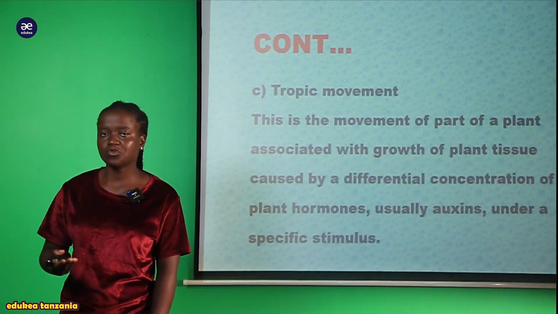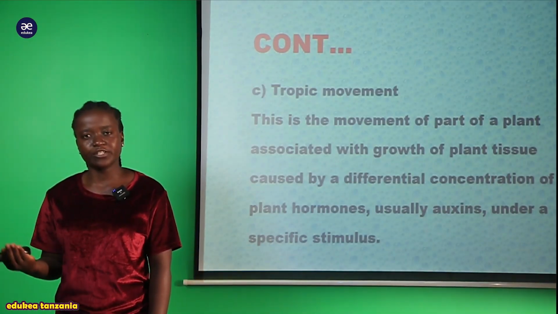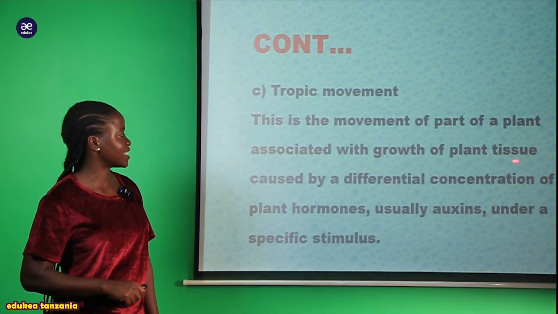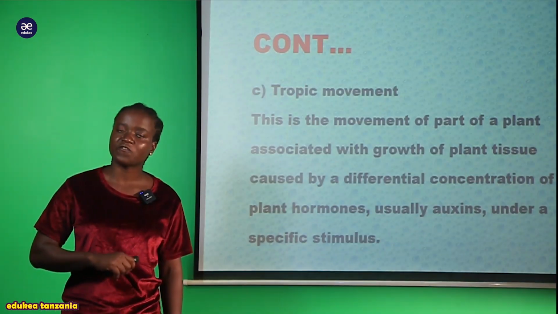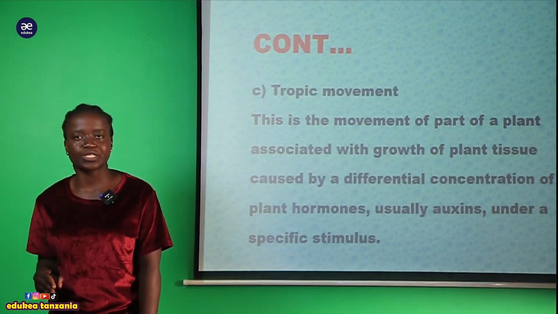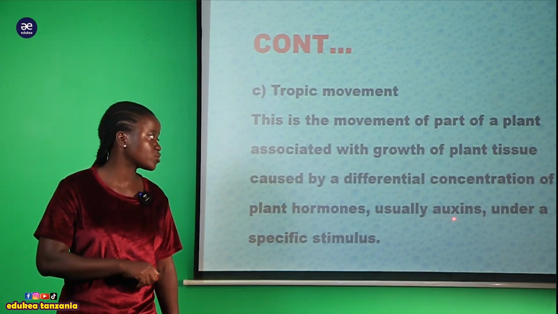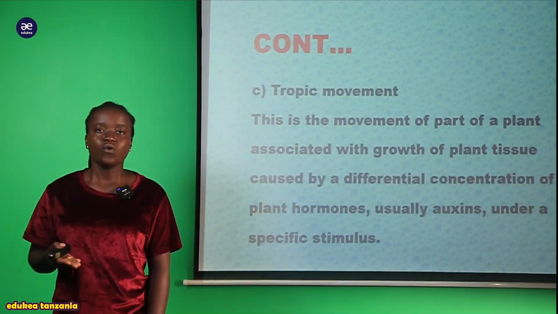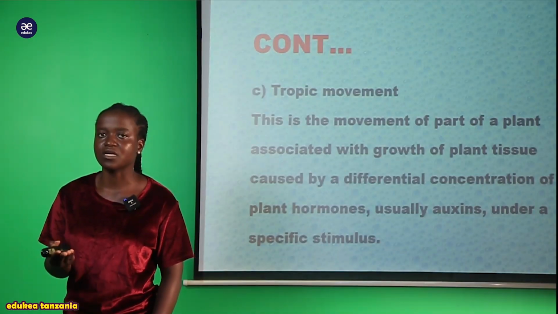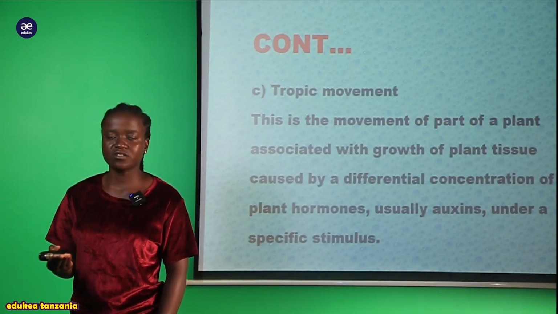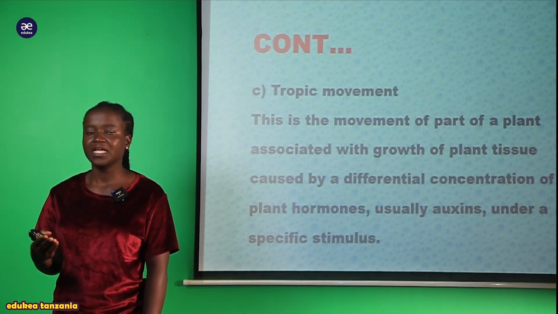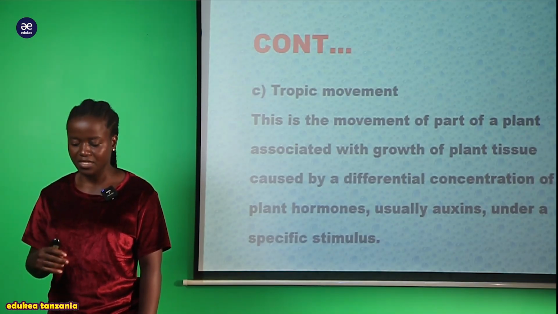So here, my students, what you have to know in defining tropic movement is that it is the movement of a plant part associated with the growth of plant tissue, caused by different concentrations of plant hormones, or phytohormones. A good example is the auxin hormone. We are going to read more about auxin when we discuss the phytohormones, or plant hormones. You will see how auxin can cause growth or movement of a plant. But here you have to know that the plant hormone can cause the tropic movement to occur within a plant.